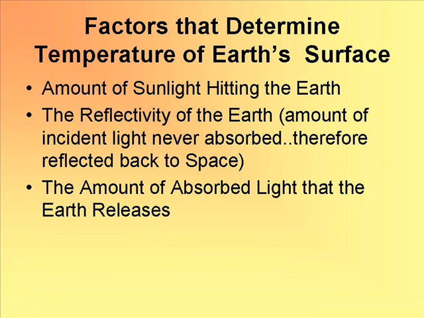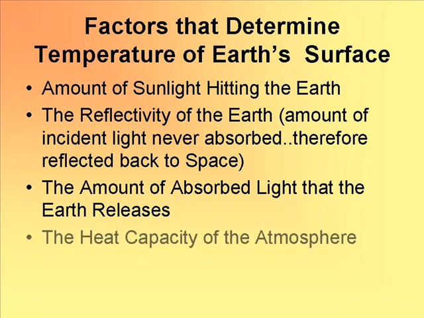The other aspect we have to deal with is the amount of light that the Earth releases. The Earth absorbs light, and then the Earth releases it. How does it release that sunlight? What form of energy is it? Well, it turns out it's infrared light, and that infrared light will be absorbed by the atmosphere, or it'll radiate back into space. We'll have to look at that.